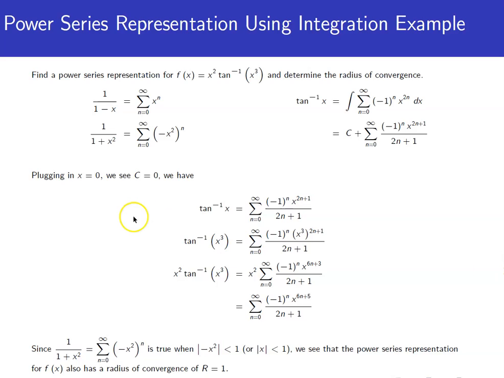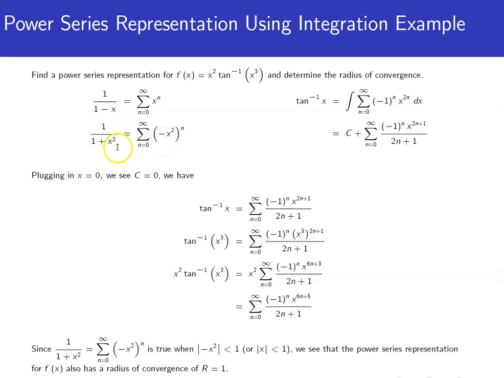All right, so we're going to start with our geometric series. That's one we know. So our power series representation for 1 over 1 minus x is the sum n equals 0 to infinity of x to the n. All right, well, I can get a power series representation for 1 over 1 plus x squared by thinking of this as 1 minus negative x squared and replace the x in our previous power series with negative x squared.